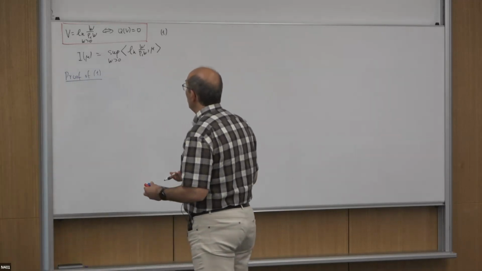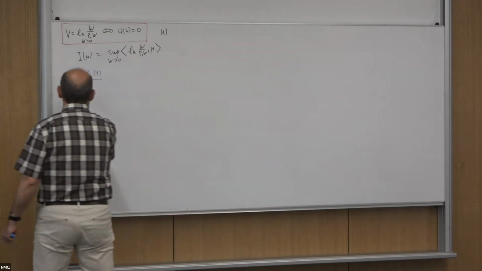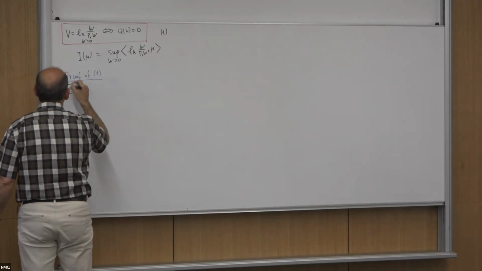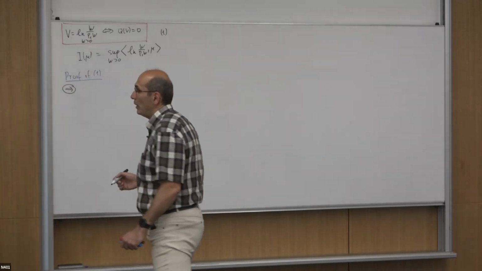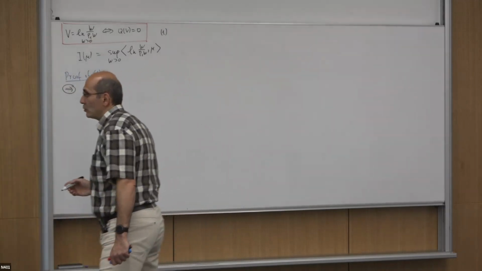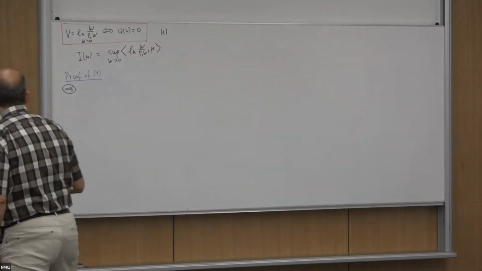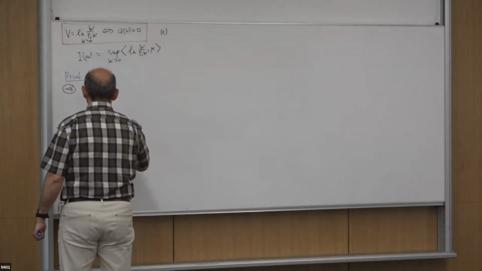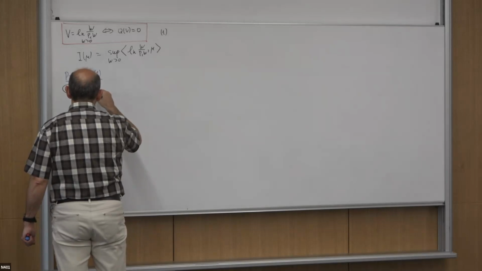Okay, let's assume that B is representable in this form. Let's see why Q of B should be equal to 0. So what was our Q of B? It was a limit of a certain expression, so let's write this in more detail.